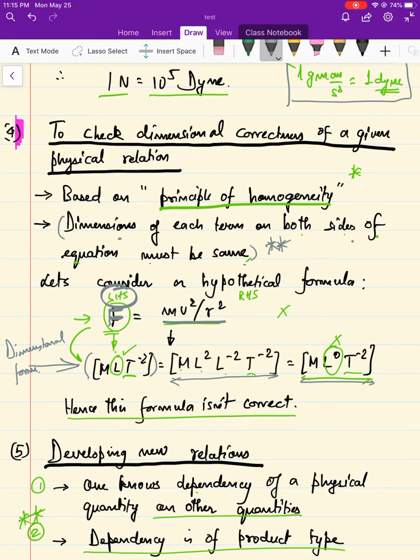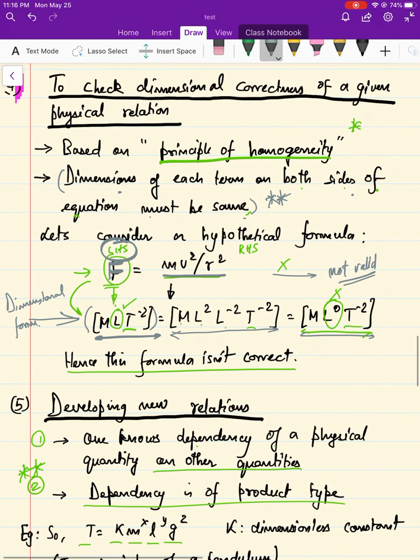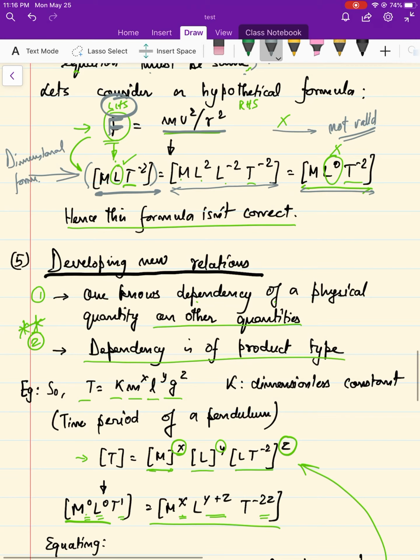You see that if you consider apples to apples, the left hand side and the right hand side, the exponent of M is the same for both. The exponent of L is different for them, and the exponent of T is the same. So the exponent of L is different, and that's how you say that this equation is not valid, simply based on the assumption that dimensions on both sides should be equal, following the principle of homogeneity, right? So up till now we have talked about utilizing the principle of homogeneity, dimensional forms, etc.